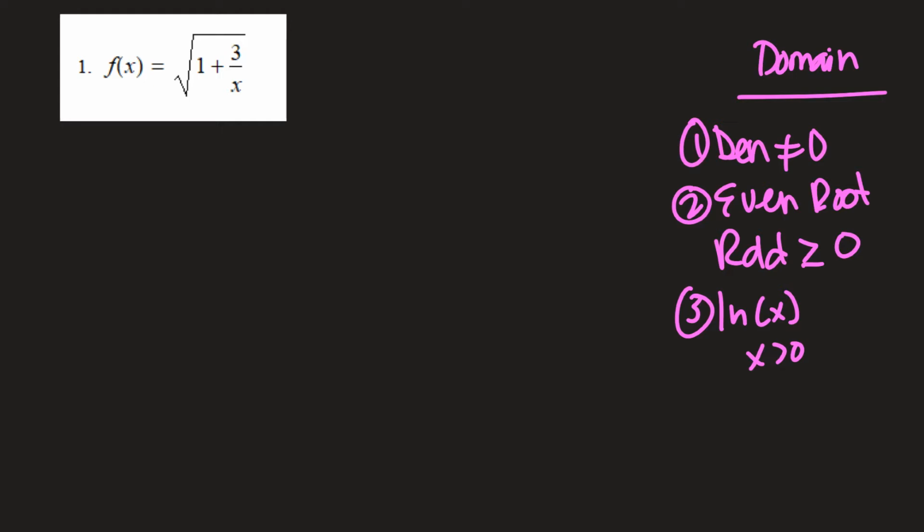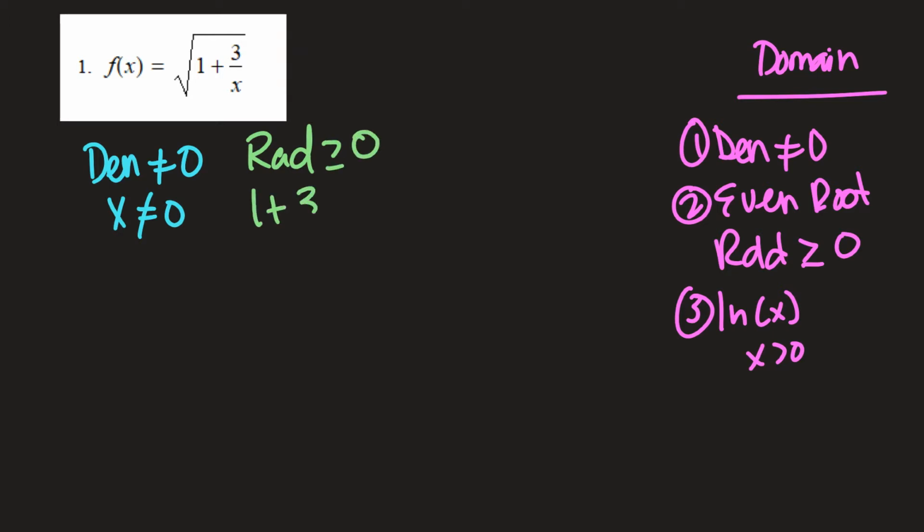Okay, so we have a couple things happening. We have a radicand and we have a denominator, so I'm going to take both into consideration. The denominator can't be 0, and the only thing in the denominator is x, so x cannot be 0. The second thing is that the radicand has to be greater than or equal to 0. So my radicand is 1 plus 3 over x, greater than or equal to 0.